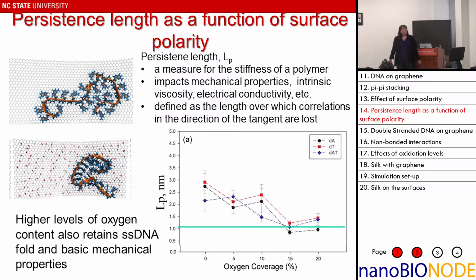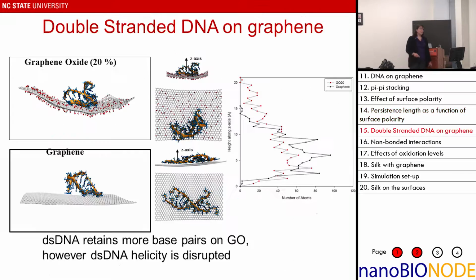So then we decided to see if this is going to be the case for much stiffer molecules, such as double-stranded DNA. We took a very short segment on this. Why did we do this? We wanted to have the exact comparison for the number of bases, right? So we had 20 bases for single-stranded DNA. We have 10 base pairs for double-stranded DNA.